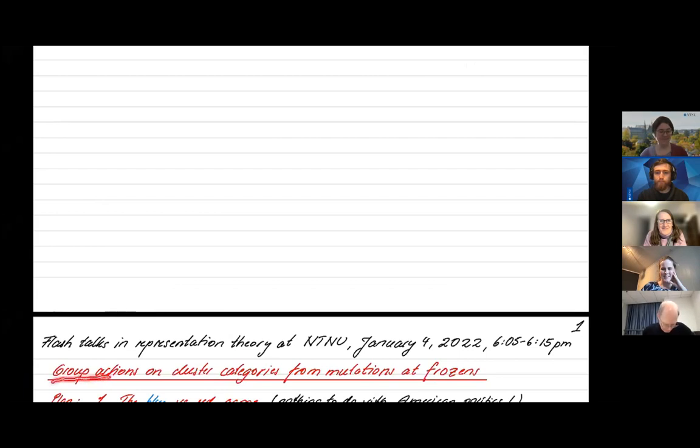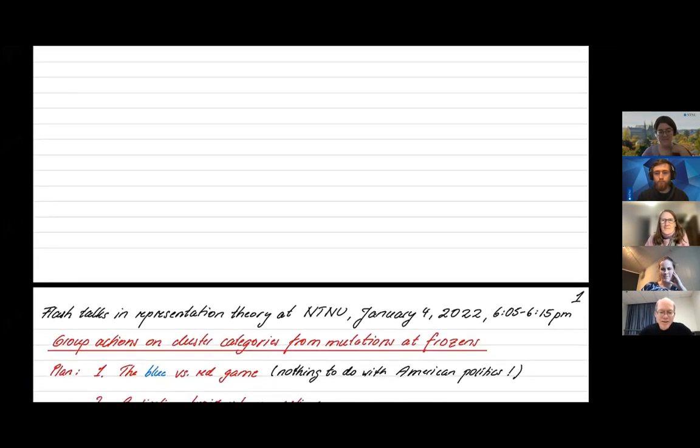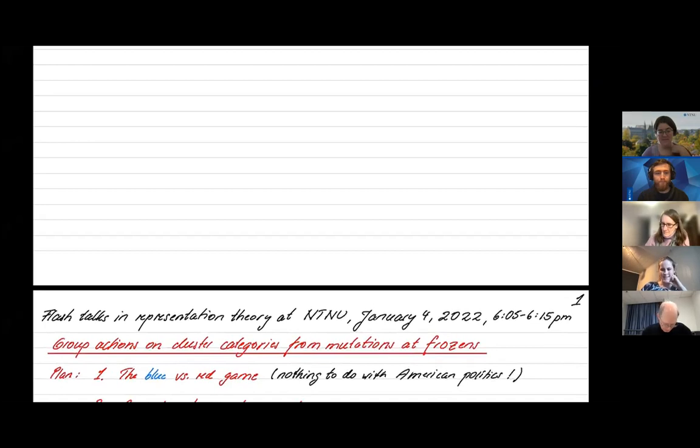So I would like to speak about group actions on cluster categories, which are constructed from mutations at frozen vertices. And the plan is as follows. In the first part, I'd like to present the blue versus red game.